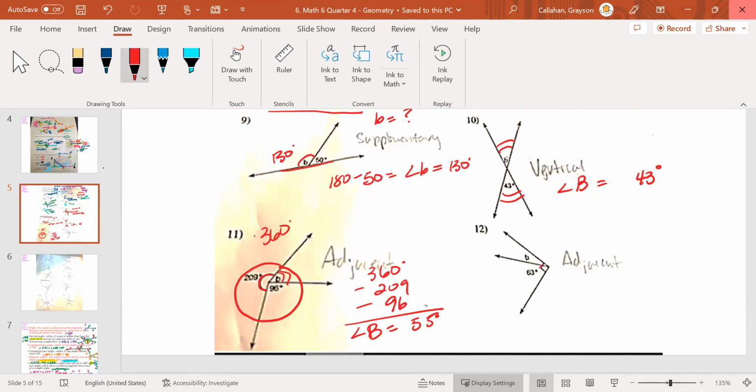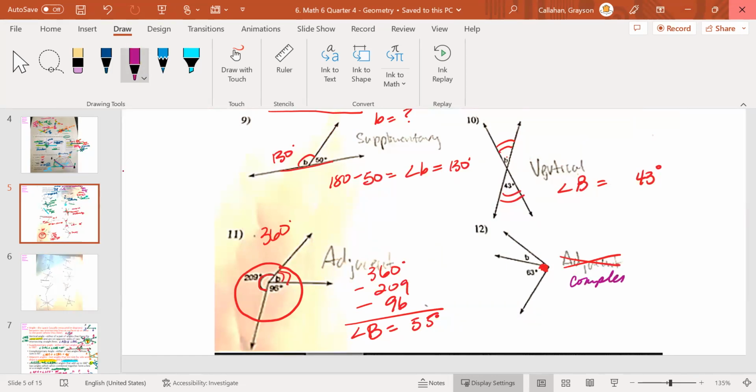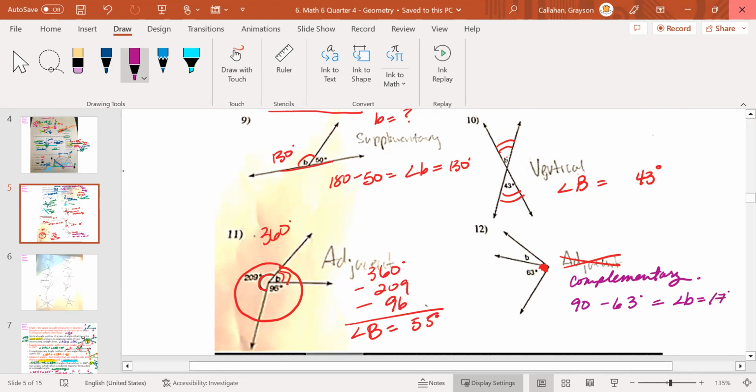For number 12, you see how this part right here is 90 degrees? So cross out the adjacent. If it's 90 degrees, you know it's complementary. So let's do 90 minus 63 degrees, which is going to give you angle B. And that angle is going to be 27 degrees. Or sorry, 17 degrees. There you go. No, 27, just kidding.